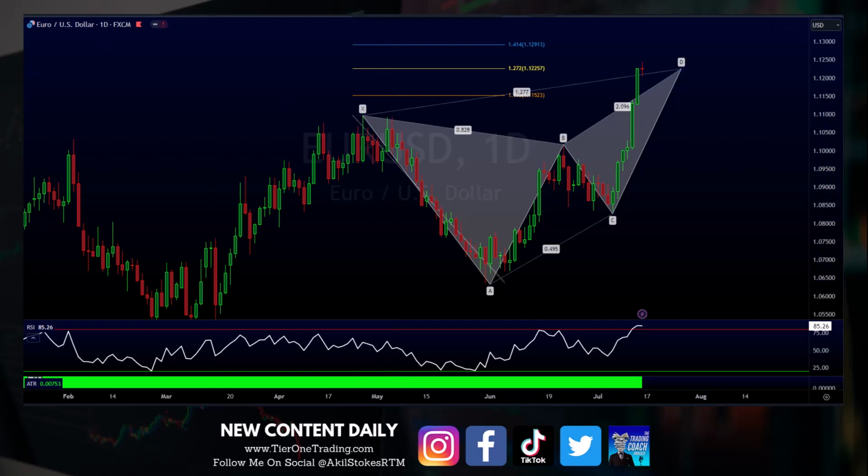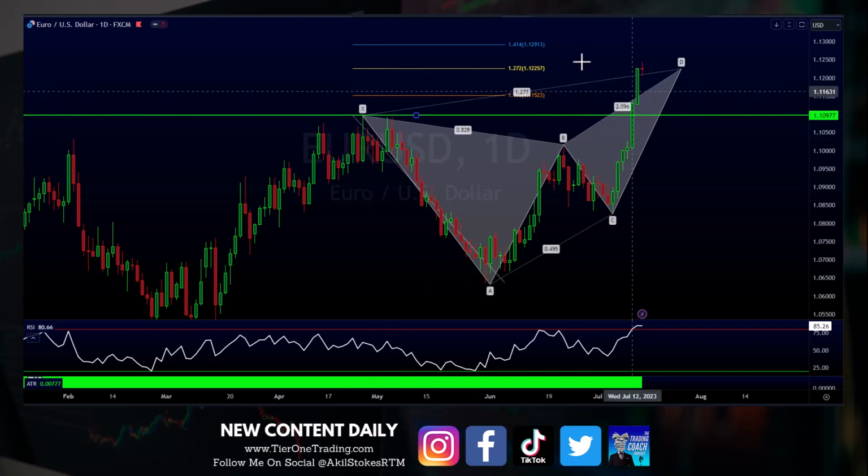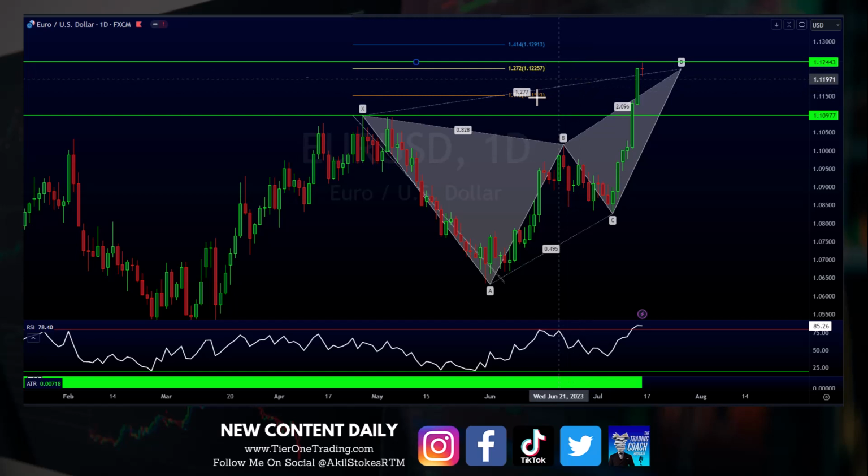Now, the problem I have with butterflies is that it completes outside of our X leg. With the patterns that I personally trade, bats, Gartleys, ciphers, they all complete within the X, so I have this natural level of structure to use as my stop placement. The butterfly kind of completes out in the middle of nowhere, and unless you have a significant level of structure looking left, it's hard to really place a structure-based stop loss.